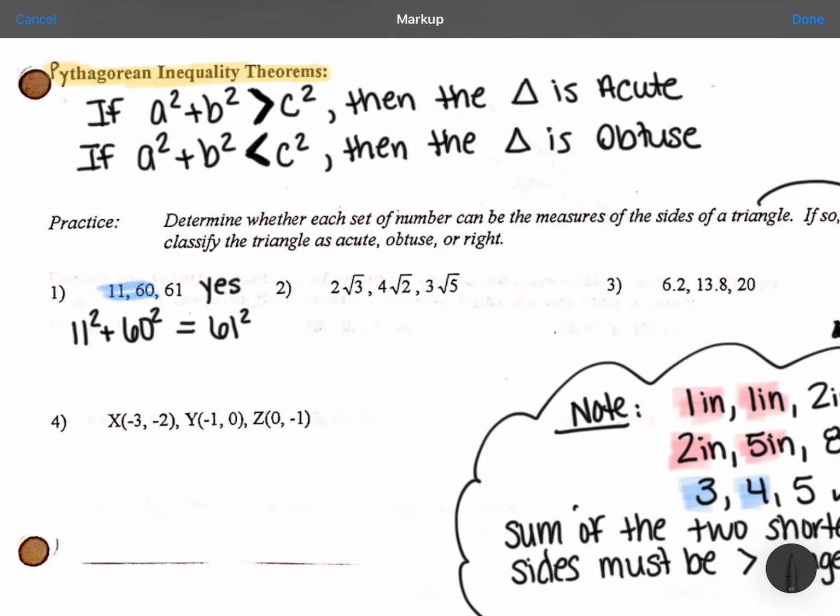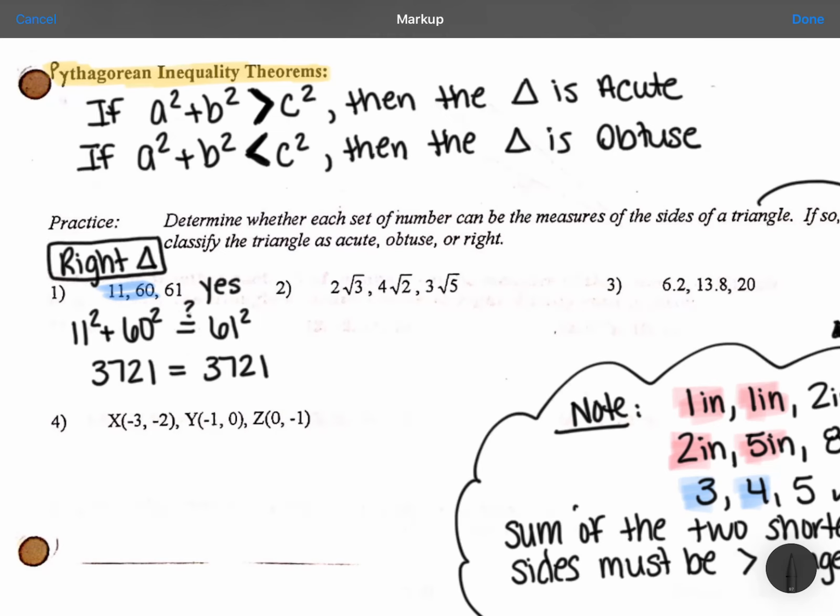So I'm just going to put an equal sign for now with a question mark. We want to know, are they equal, less than, or greater than? So in my calculator, I'm going to put 11 squared plus 60 squared, and I get 3,721. Then I'm going to put 61 squared, and I get 3,721. And so those values are equal. Because they're equal to each other, we have a right triangle. So number 1 is a right triangle.